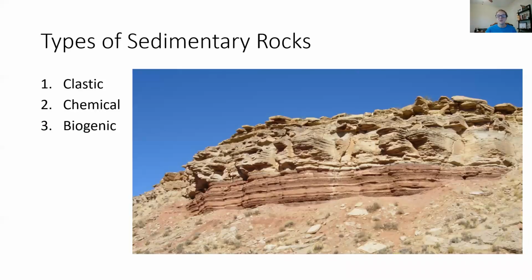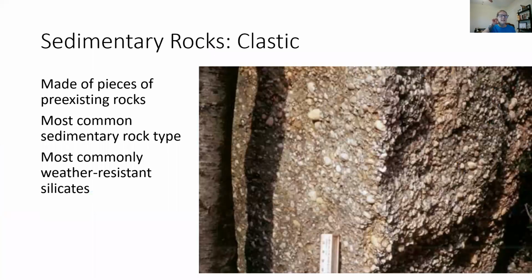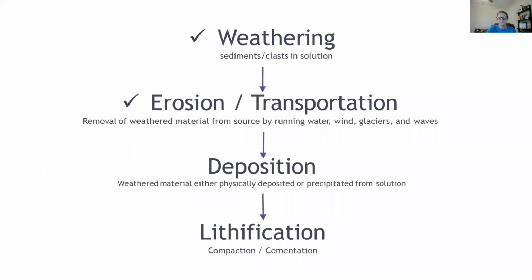There are three types of sedimentary rocks we're going to talk about. Clastic, that's the one that we most commonly think of, but also chemical and biogenic. So clastic just means that it's made up of little pieces of pre-existing rock, right? It's the most common sedimentary rock type, and it's most commonly made of silicates, those weather-resistant quartz rocks. So anytime you see a sedimentary rock that just looks like it's made up of bits and pieces of other rocks, that's a clastic sedimentary rock, right?